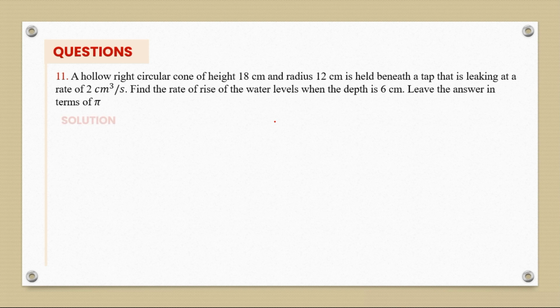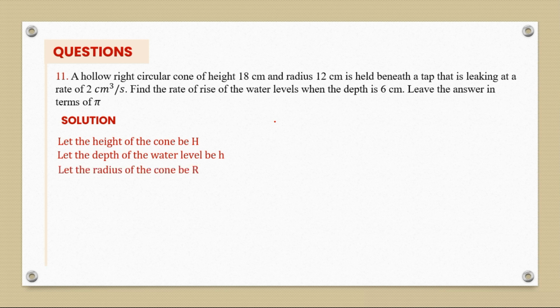Alright, so first of all in this question, we're going to let the height of the cone be capital H. We're going to let the depth of the water level be h. Then we're going to let the radius of the cone be capital R. Then let's let the radius of the water be r. So basically this is what we're looking at. So we've been given dV/dt, which is the rate at which the water is leaking, so that's the rate of change in volume, shall be equal to 2 cubic centimeters per second.